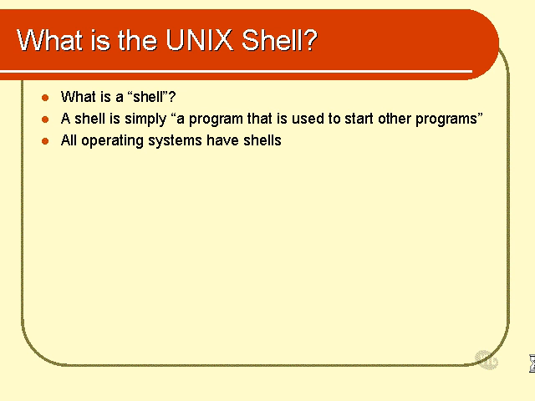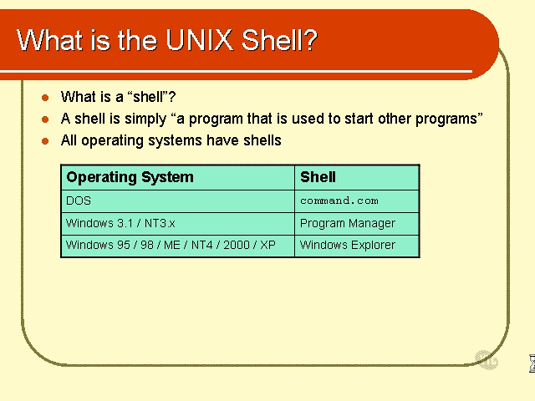Okay, had a bit of a think about it? Alright, here's the answer to those three questions. DOS's shell is command.com. That's the thing that gives you the little C prompt. Windows 3.1, or an early version of Windows NT, the shell for those operating systems was the Program Manager. Even though Windows 3.1 is not truly an operating system, it still has a shell. The shell was the Program Manager.